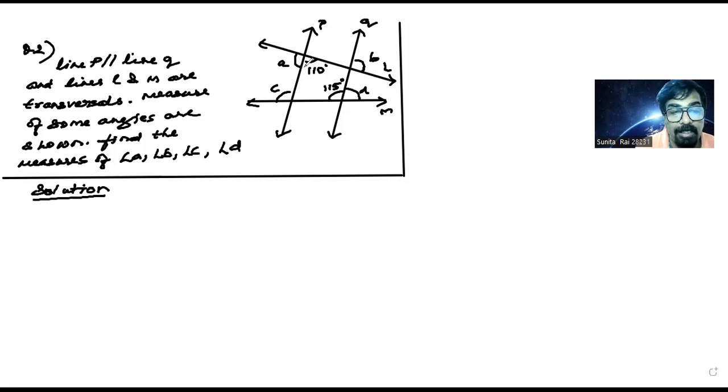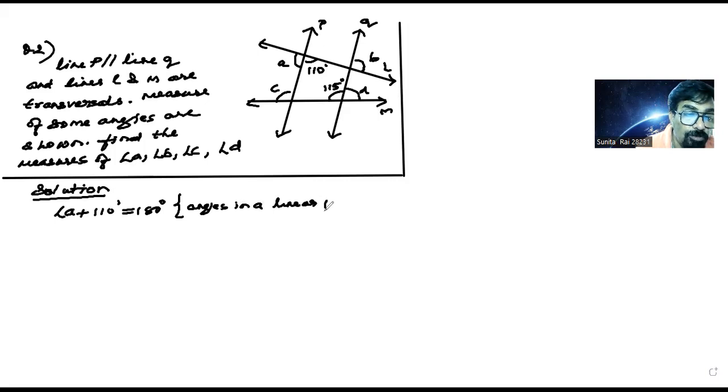First, starting with angle A, you can clearly see angle A and 110 degree are forming a linear pair. So naturally, the sum of the angles in a linear pair is 180. I'll use that property to get the value of angle A. Angle A plus 110 degree equals 180 degree. The reason is angles in a linear pair.